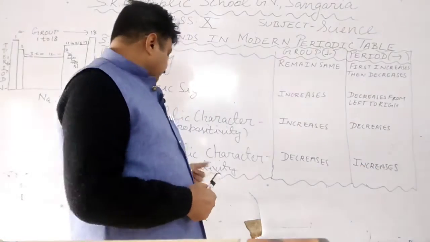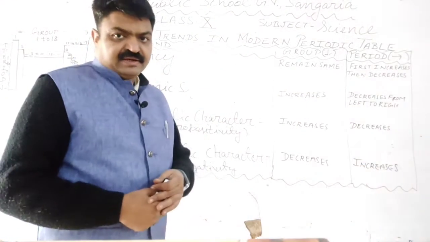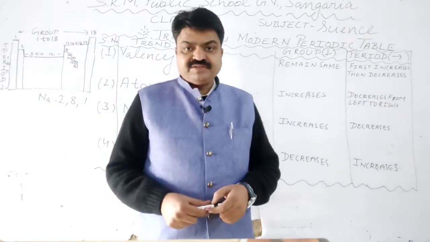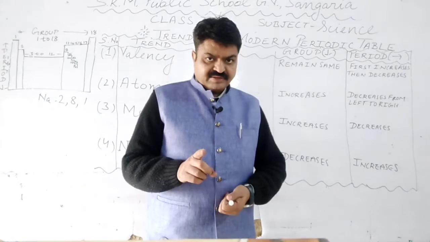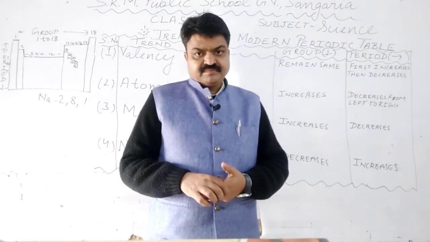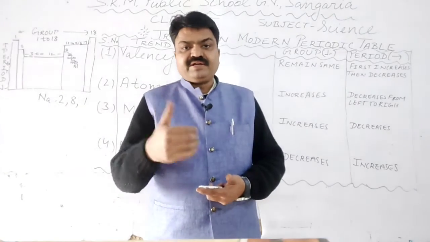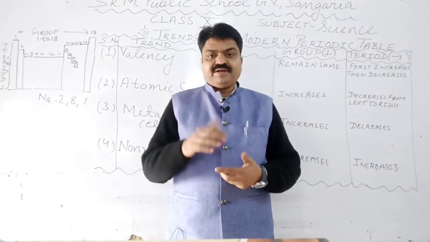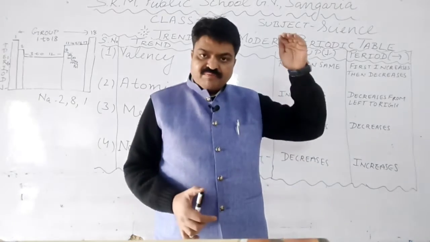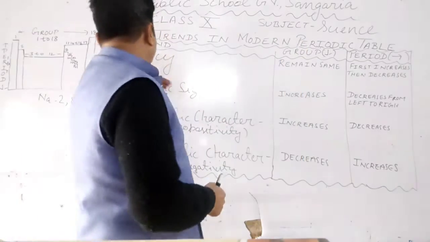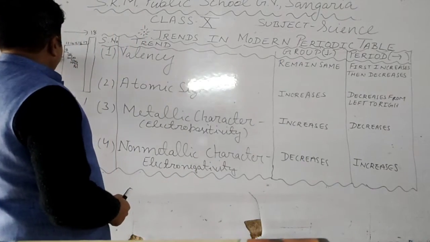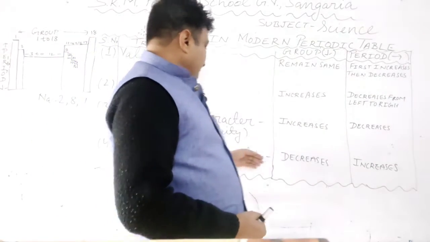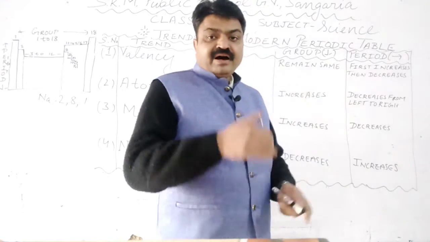Like this, if we speak about non-metallic character, then their non-metallic character is decreased, student. Their non-metallic character is decreased, means their electronegativity is decreased when we observe them from up to down in the modern periodic table. So when we observe them from up to down, their non-metallic character decreases.